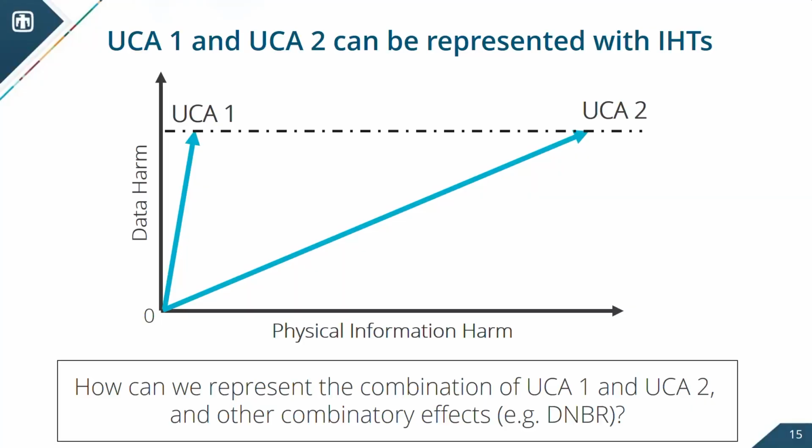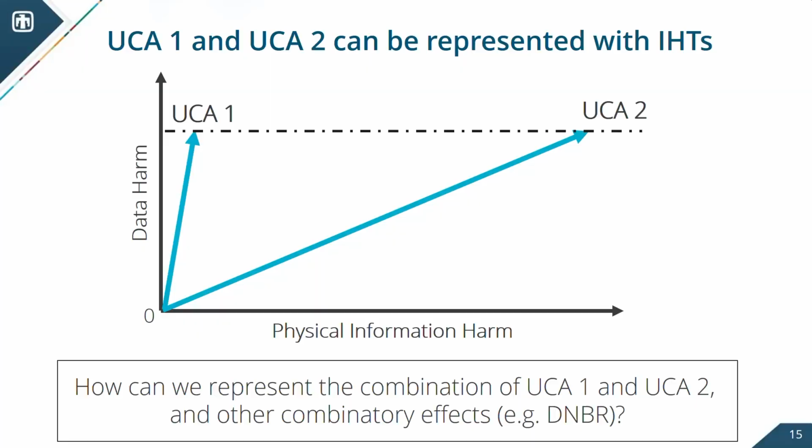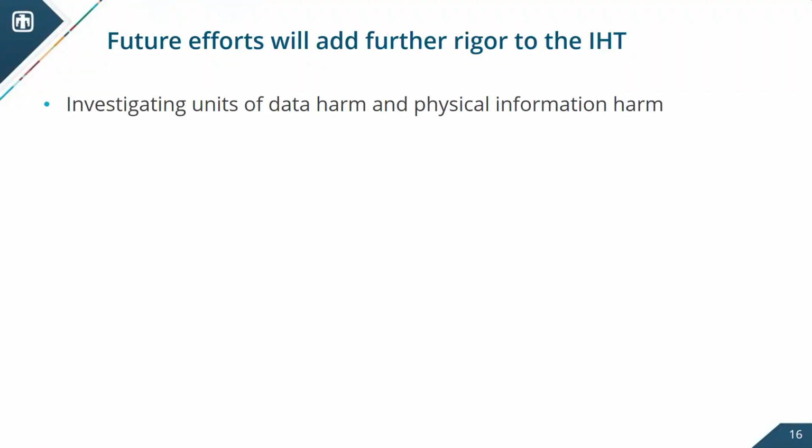Now, the question we have, because of this sort of resonance type effect where the sum is not equal to the parts, so UCA1 and UCA2 separated by 1,300 seconds is literally going to bring about more harm, and that's shown in the departure of nucleate boiling ratio. So how do we bring those into summing up, right? Summing up these information harm triangles so we can get a composite UCA1 and 2. What does that mean? And so what are our future efforts for rigor?